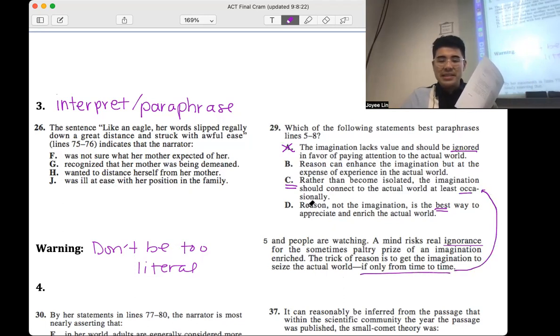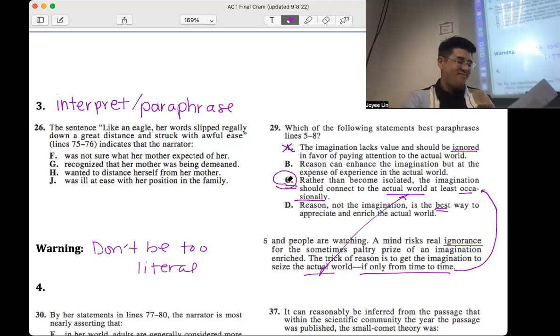So at least occasionally is a paraphrase of only from time to time, right? And then rather than become isolated is the paraphrase of that. And then actual world is a synonym, a direct translation of there, right? So C is the best one.